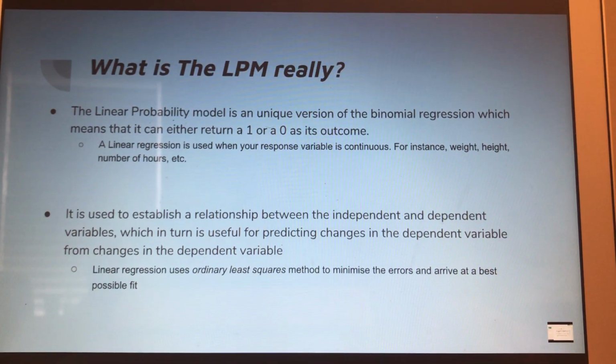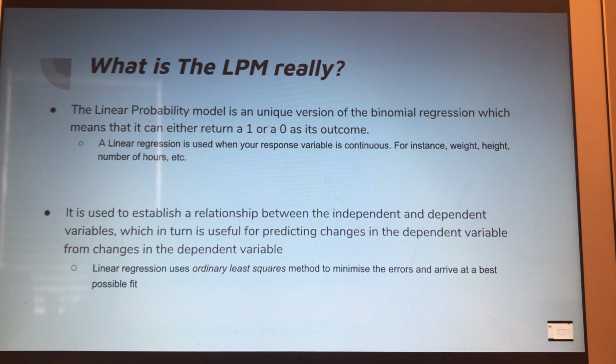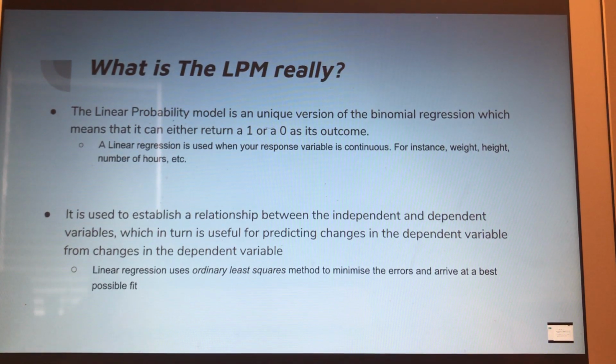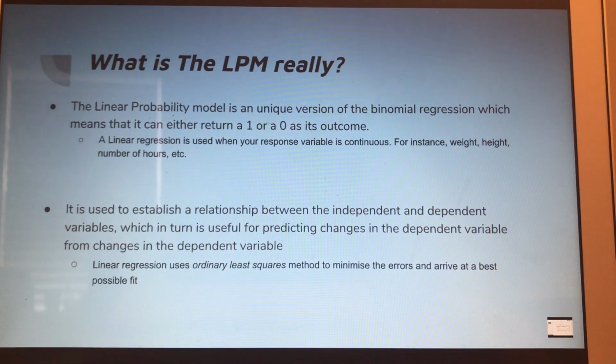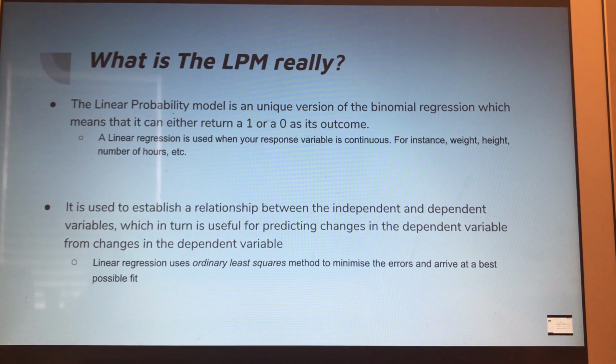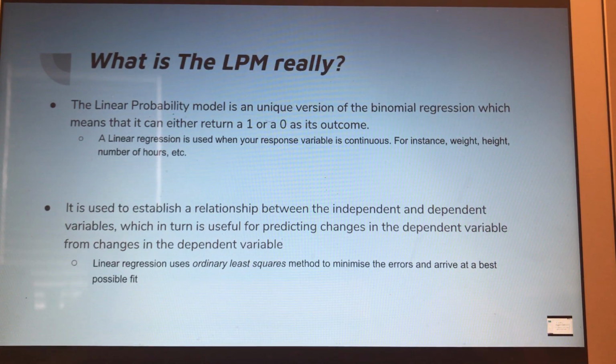So this is excellent for when your response variable is continuous. So it could be weight or height or number of hours something takes to cook, for example. So using these numerous outcomes, we establish a relationship between the independent and dependent variables. So we use this relationship to predict changes in a dependent variable for incoming variables, if that makes sense.